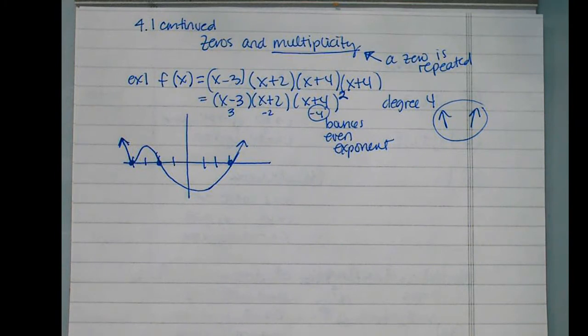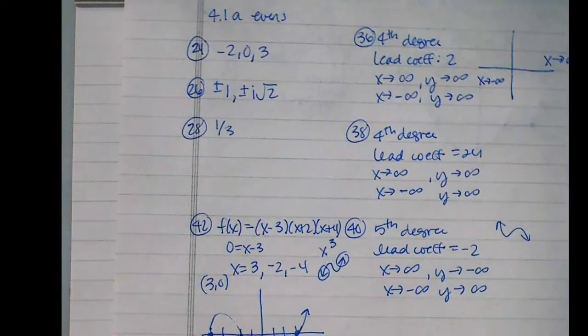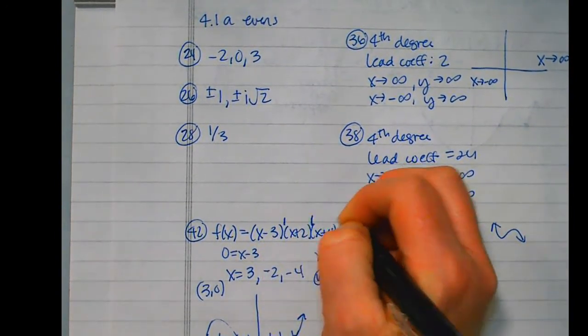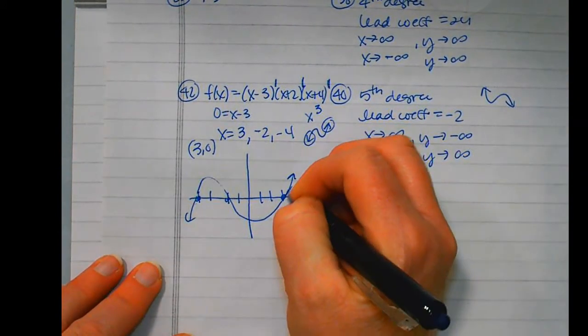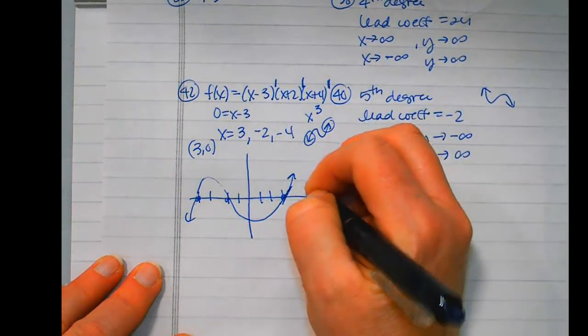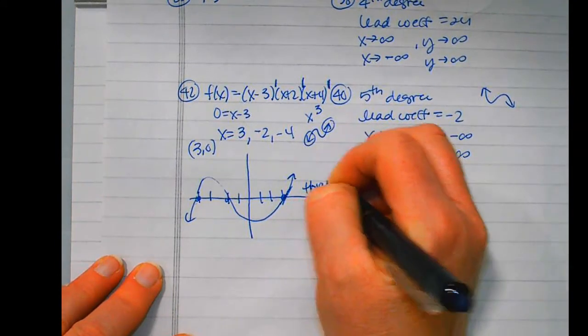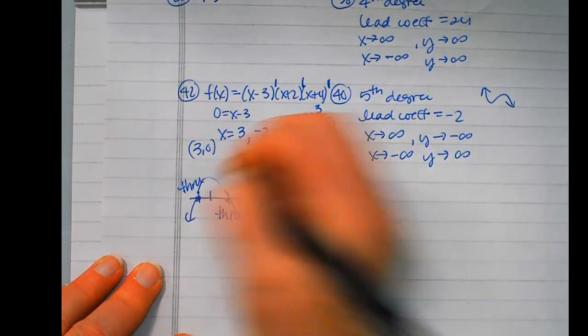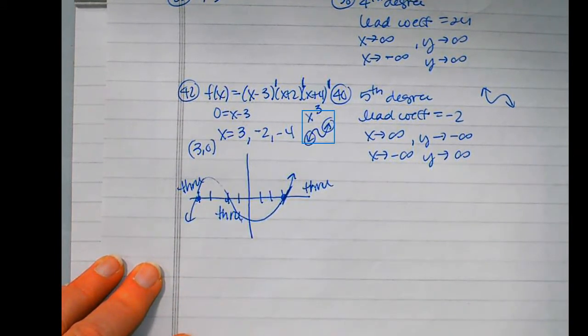So if you compare that to my other graph, where it went down, all of these have multiplicity of 1. And so it goes through. All the 1s go through. And this one goes through. I know that's not how you spell through, but it fits better in my graph. If it has an odd multiplicity, it will go through.